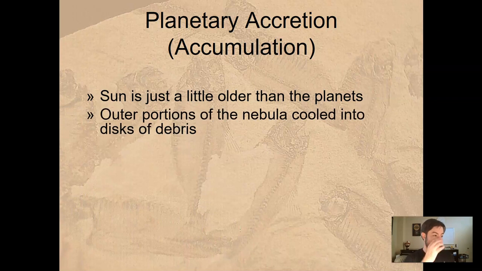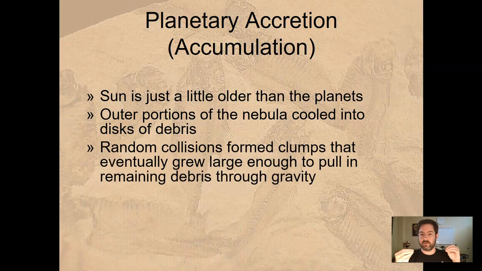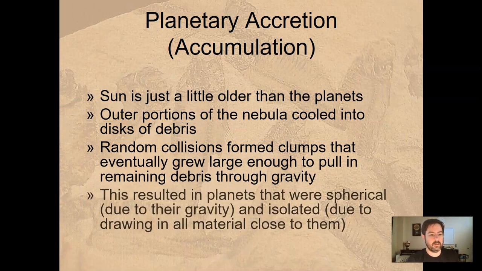The outer portions of that nebula, again, cooled into the disks of debris, and the random collisions of that material out there begin to build up bigger and bigger stuff. This resulted in planets that were eventually spherical, not flat. The Earth is not flat, spherical. That's how gravity works. It works in 3 dimensions, not a flat plane. And then also the planets being isolated, that's due to those disks separating out and all the material clumping together.